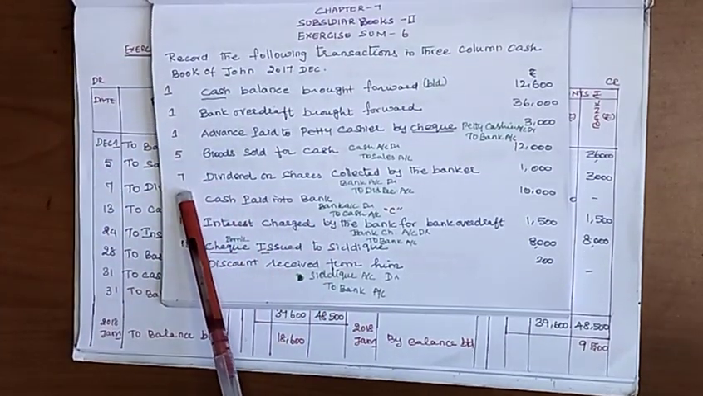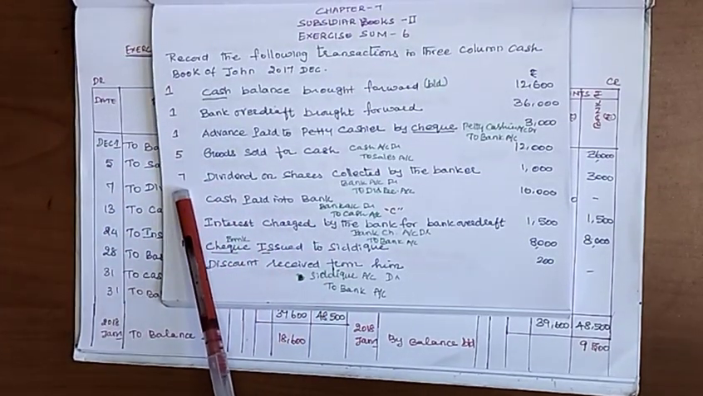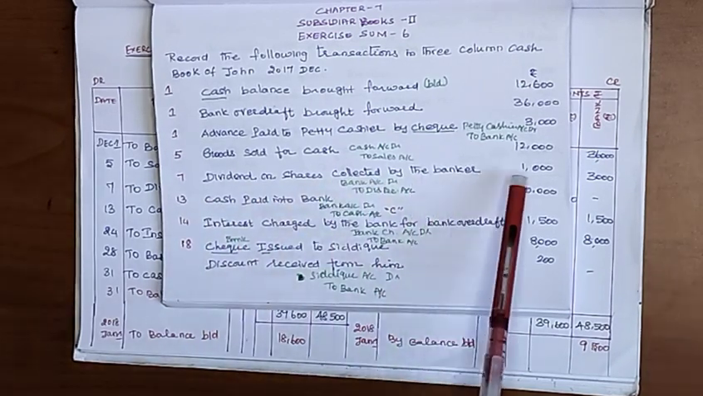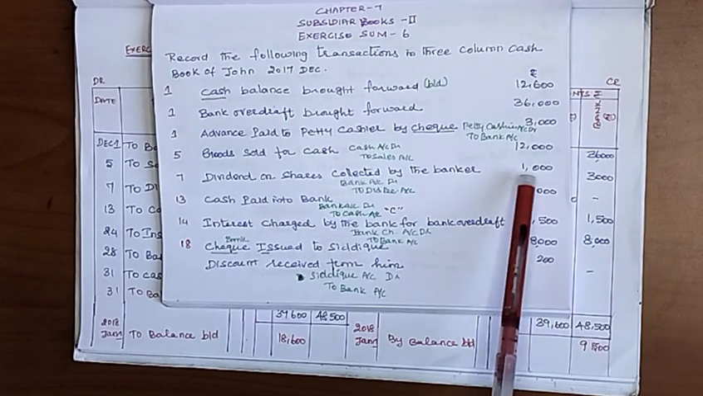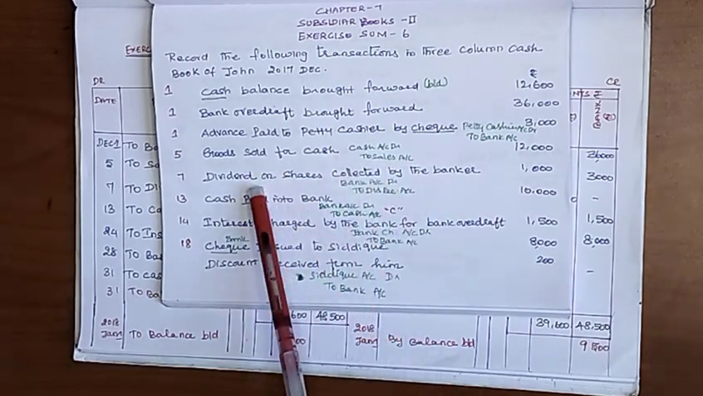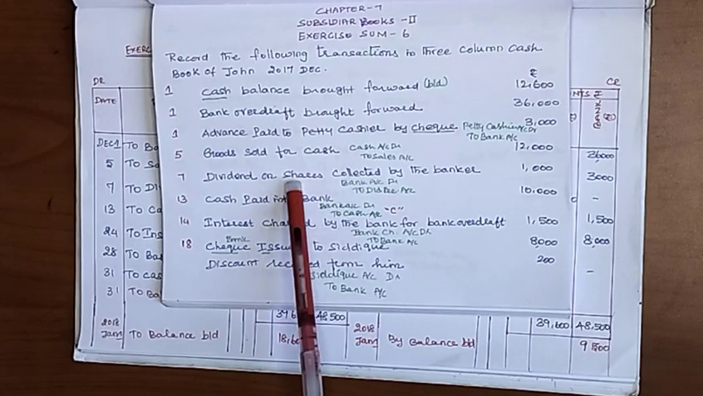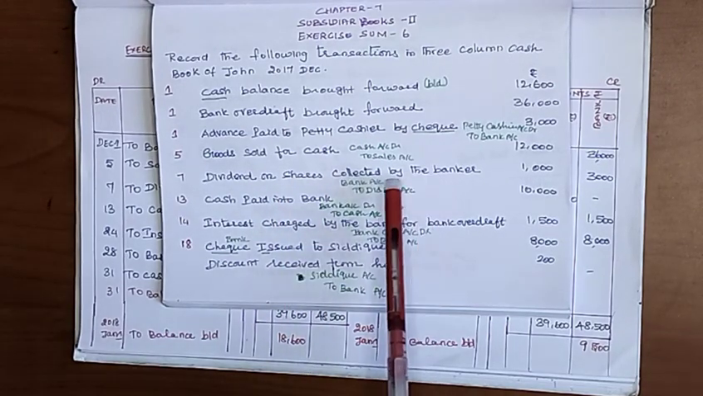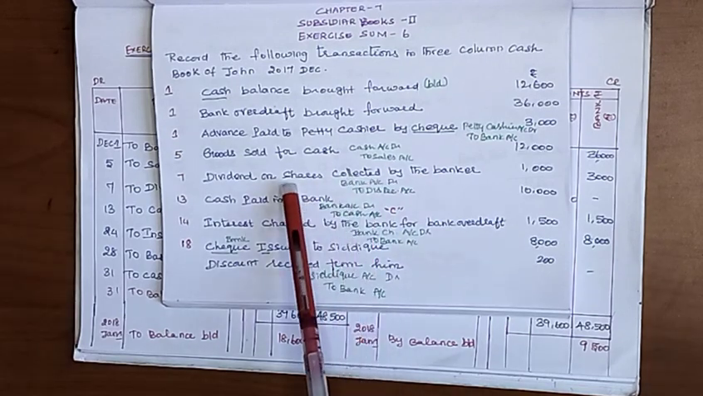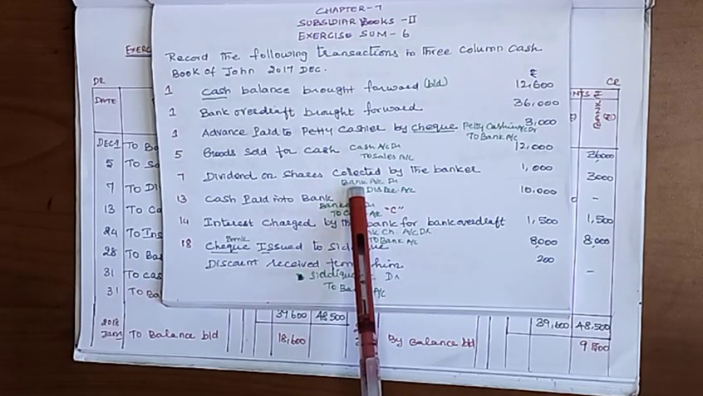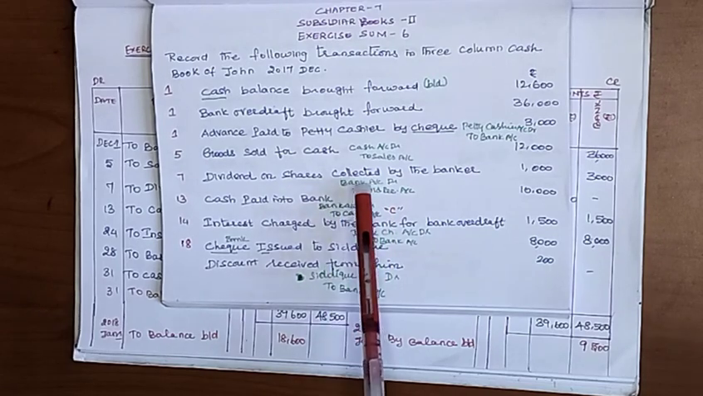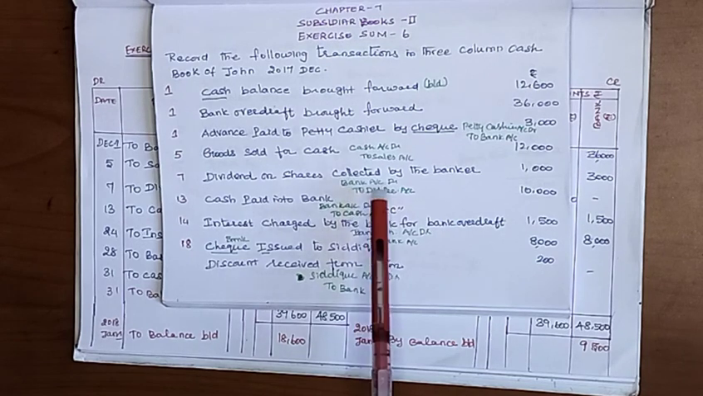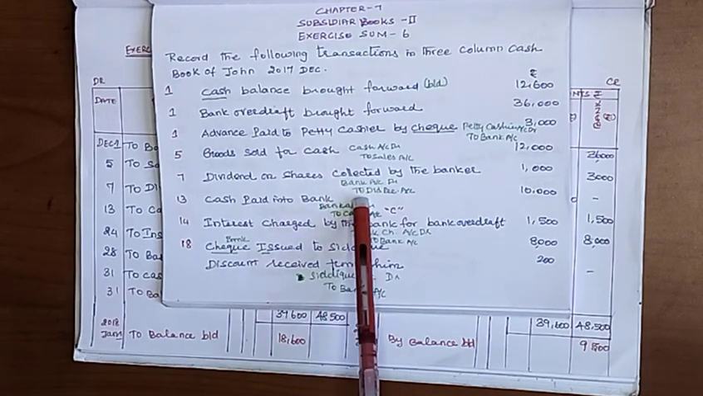The next transaction is December 7, dividend on shares collected by the bankers, 1,000 rupees. So you received dividend. What does this transaction tell us? You received dividend through bank. So your bank account increased because you received dividend through bank. Whenever the bank account increases, you debit the bank account.